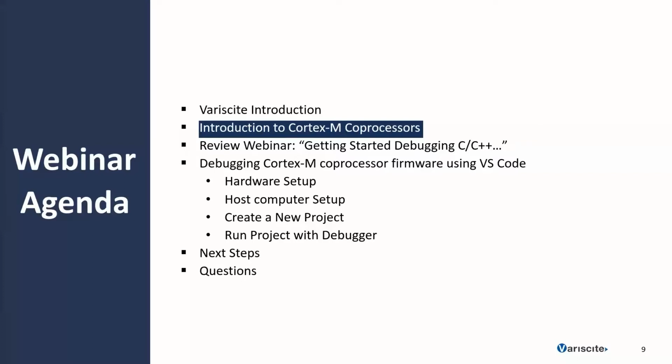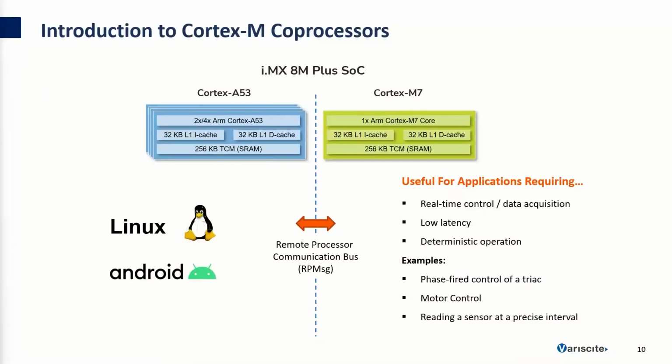Okay, next I'll give an introduction to the Cortex-M coprocessors. All Variscite i.MX8 SOMs have at least one Cortex-M4 or M7 coprocessor. For example, the i.MX8M Plus SoC has up to 4 Cortex-A53 cores, which typically run some version of Android or Linux, and a single Cortex-M7 coprocessor. In this webinar, we'll be focusing on using Microsoft VS Code to debug firmware on the Cortex-M7 for the i.MX8M Plus family.